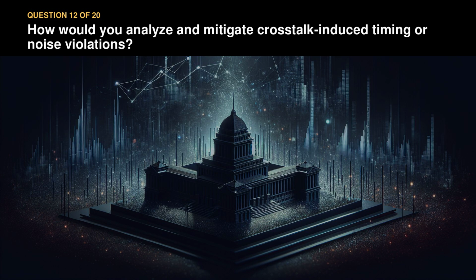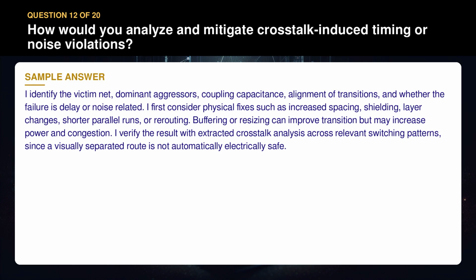Question 12. How would you analyze and mitigate crosstalk-induced timing or noise violations? I identify the victim net, dominant aggressors, coupling capacitance, alignment of transitions, and whether the failure is delay or noise related. I first consider physical fixes such as increased spacing, shielding, layer changes, shorter parallel runs, or rerouting. Buffering or resizing can improve transition but may increase power and congestion.